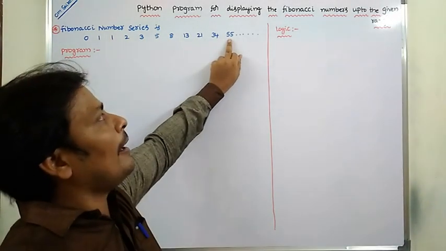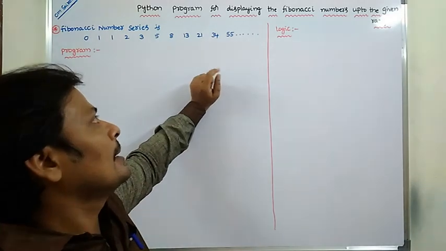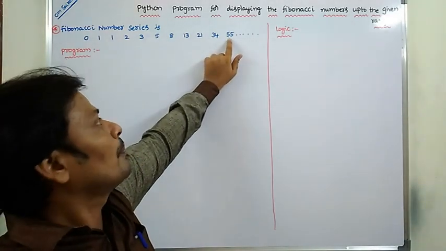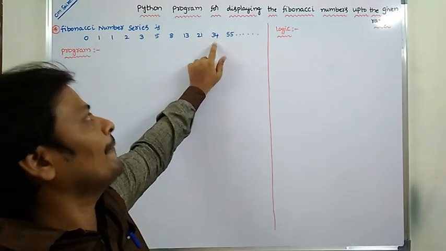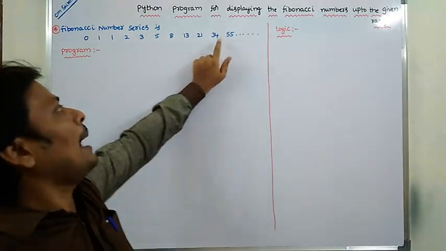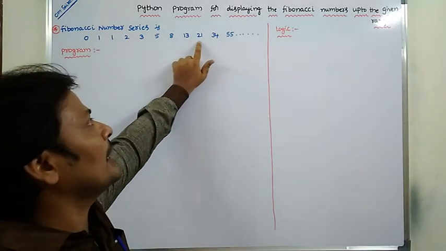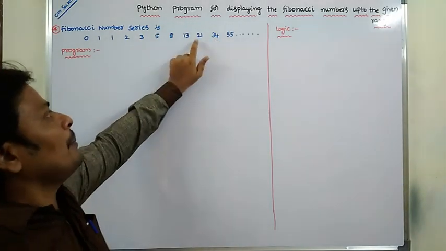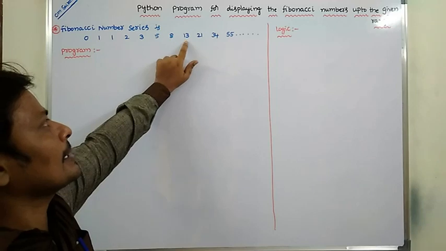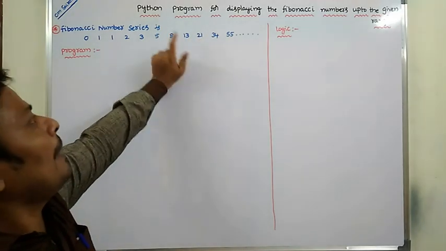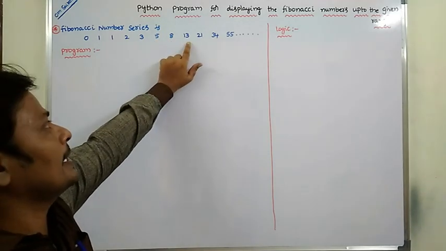Suppose we are getting this Fibonacci number by adding the previous two Fibonacci numbers. So I am getting 55 because after adding these two Fibonacci numbers, 21 plus 34, that is equal to 55. I am getting this number by adding the previous two Fibonacci numbers, 13 plus 21, that is equal to 34. I am getting this Fibonacci number by adding the previous two, 8 plus 13, that is equal to 21. I am getting 13 by adding the previous two Fibonacci numbers, 5 plus 8, that is equal to 13.